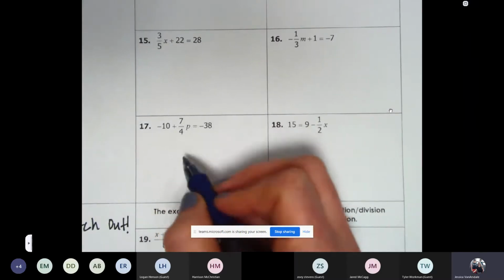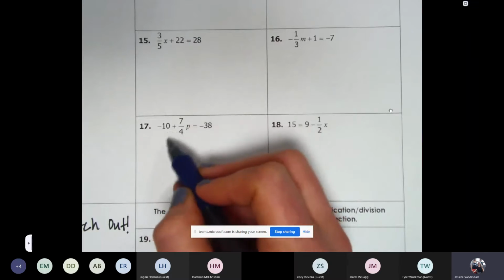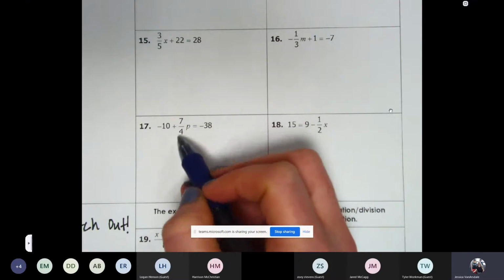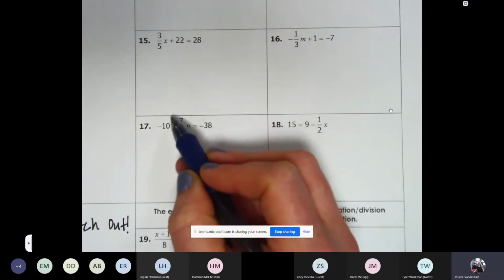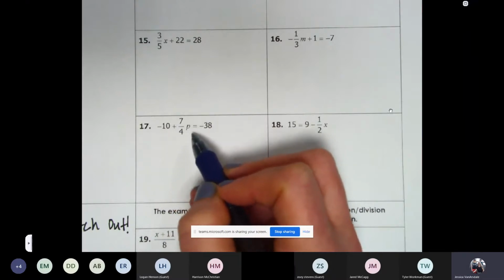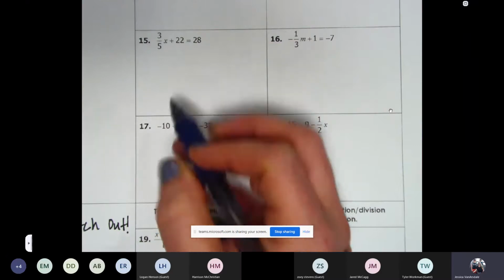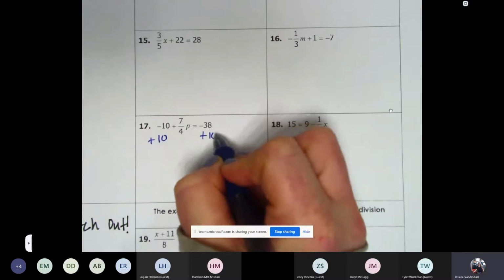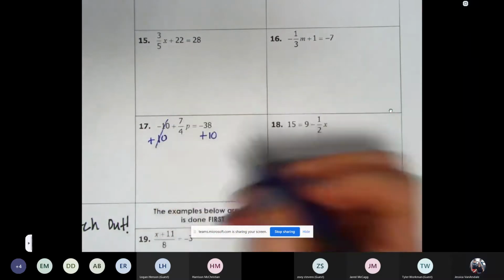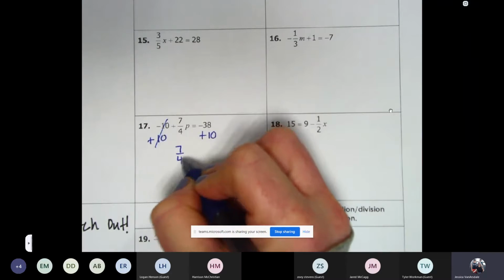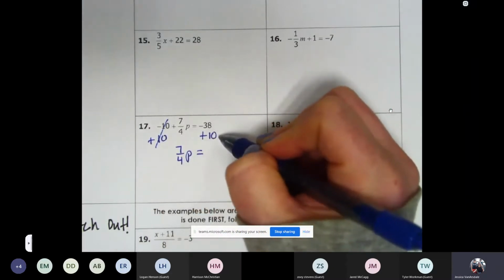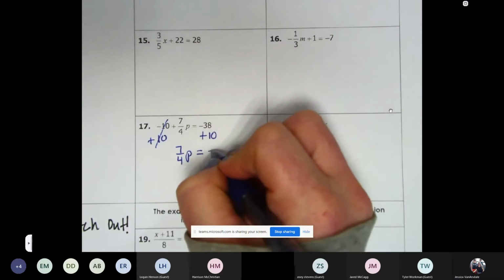Okay, so we've got -10 out here, 7/4 p equals -38. So this is our variable part. We're going to wait and deal with this later. We got to do something with this -10. So since it's -10, we're going to add 10. We're going to add 10 here. So we'll cancel. So we're left with 7/4 p equals -38 plus 10 is -28.